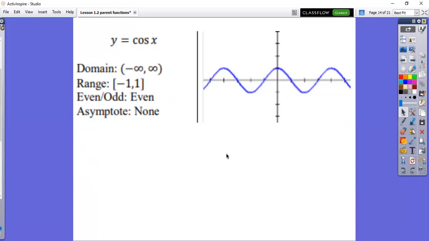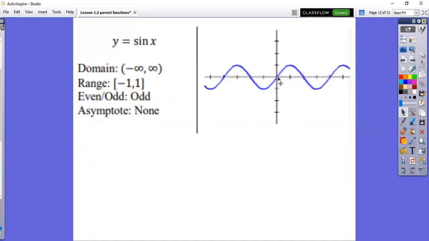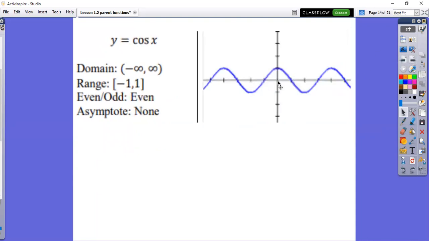So we just saw the graph of sine of x. This is the graph of cosine of x. Don't get these two confused. One way that you can tell one from the other is to look at the y-intercept. So for sine of x, the y-intercept is 0 because sine of 0 is 0. And for cosine, the y-intercept is 1 because cosine of 0 is 1.